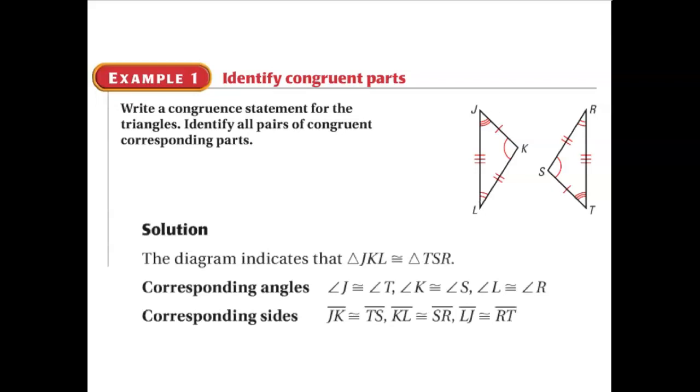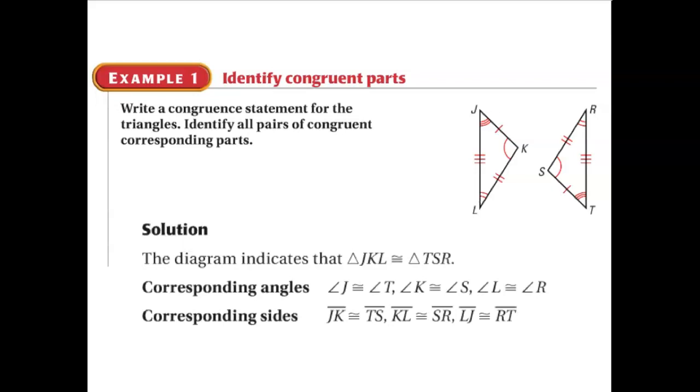After writing the congruent statement, it said to identify all pairs of congruent corresponding parts, and we've already said this out loud, but angle J is congruent to angle T, K with S, and L with R. Now we can do the same with the corresponding sides, so JK is congruent to TS, KL congruent to SR, and LJ congruent to RT.